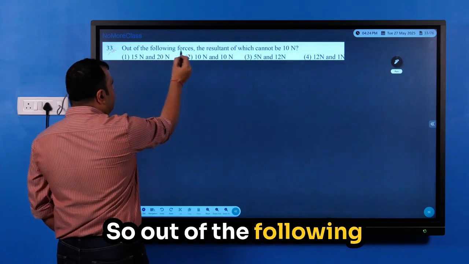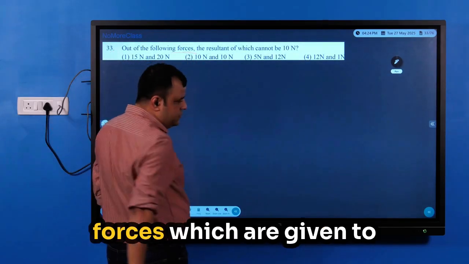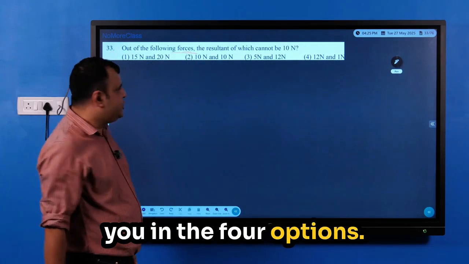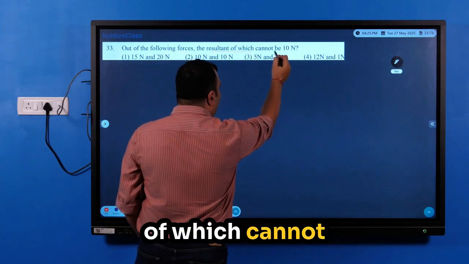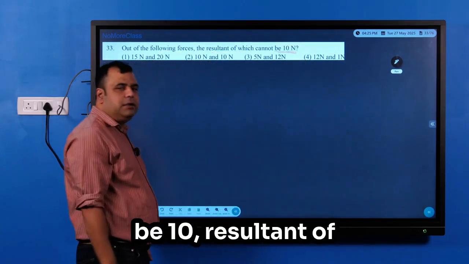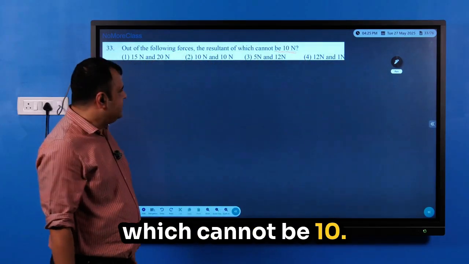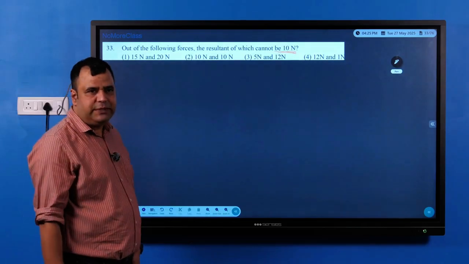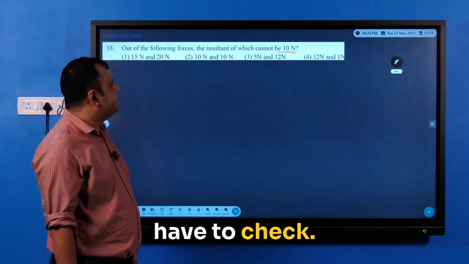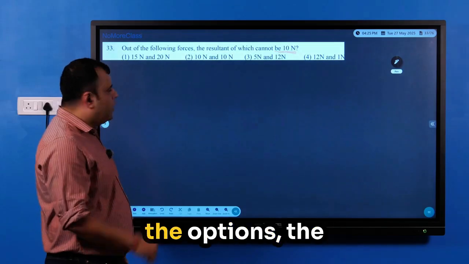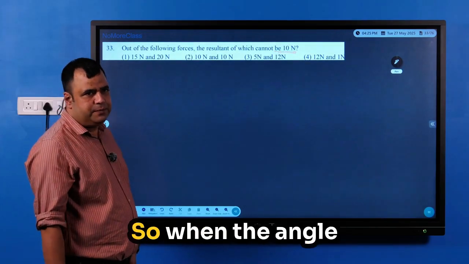Out of the following forces, these are the forces which are given to you in the 4 options, the resultant of which cannot be 10. So the forces are given, and we have to check the case where the resultant cannot be 10. And as you can see, the angle is not given.